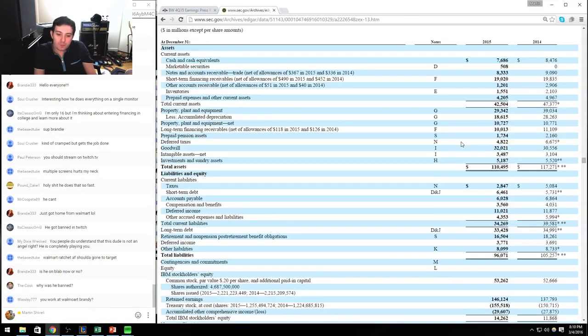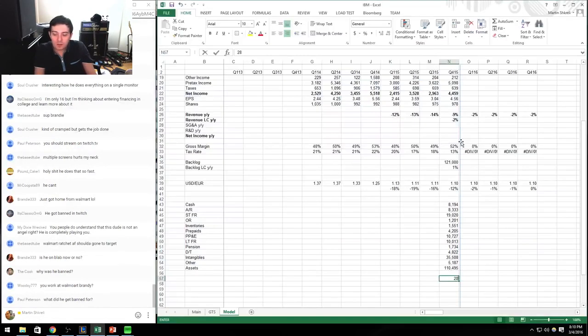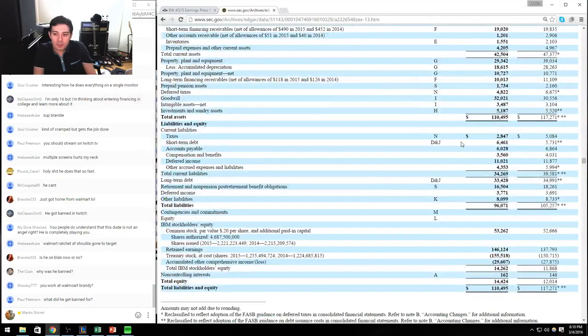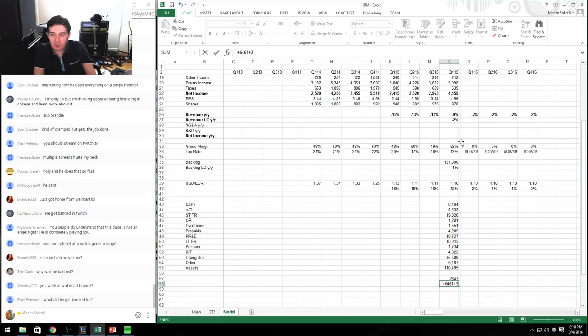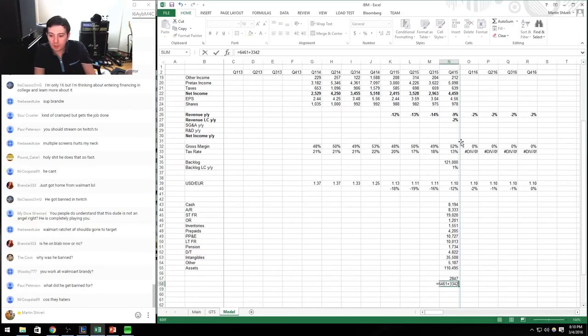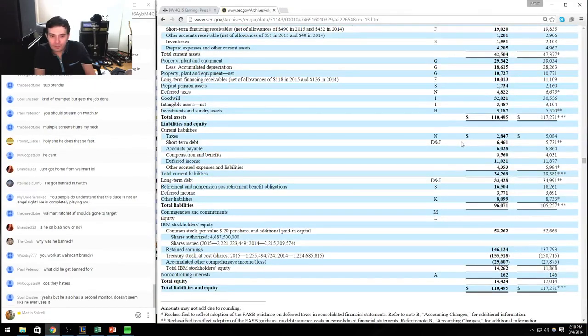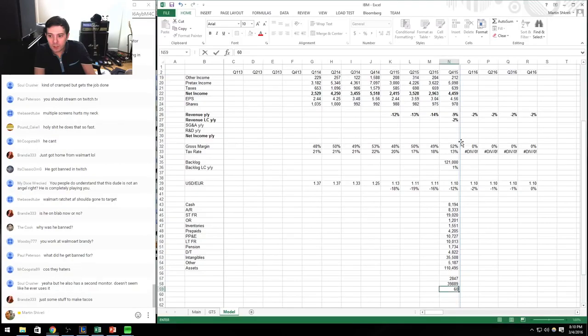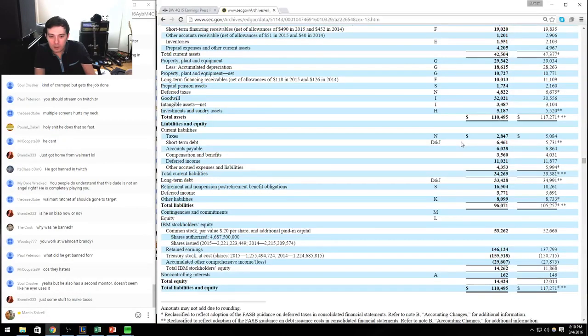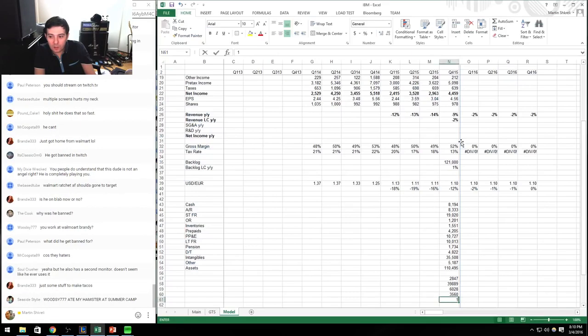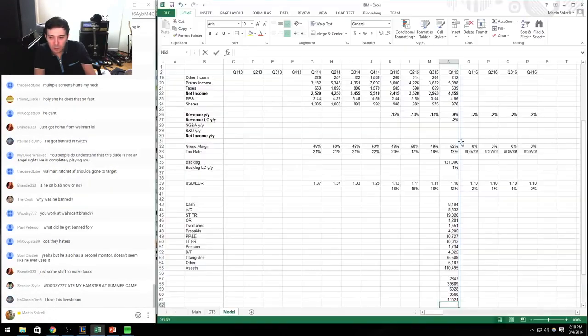How about liabilities? Taxes, debt. Add short-term debt and long-term debt. So there's one debt. Accounts payable, of course, compensation. Deferred income is deferred revenue. Other accrued.